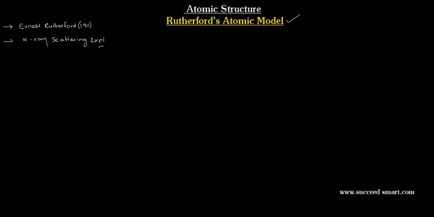Before going into the experiment performed by Rutherford, we should know what is meant by alpha ray, and what is meant by scattering. Coming towards alpha rays, generally some radioactive elements release three types of rays, which are known as alpha rays, beta rays, and gamma rays.